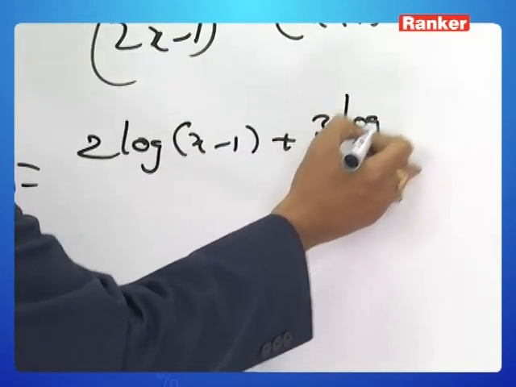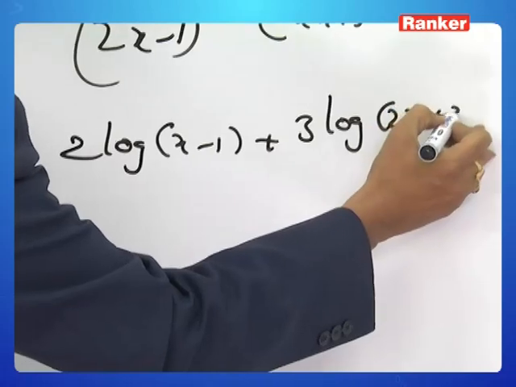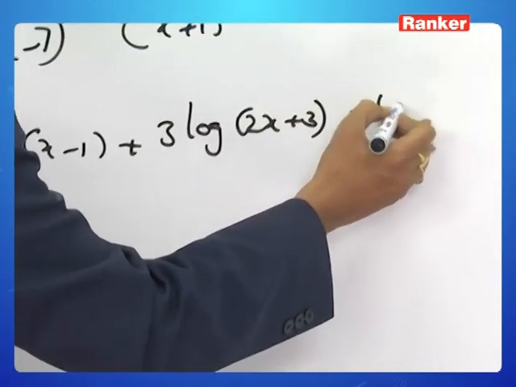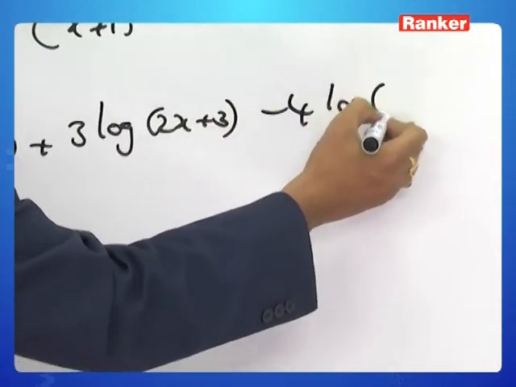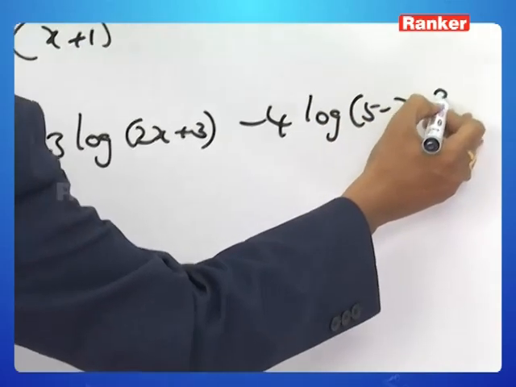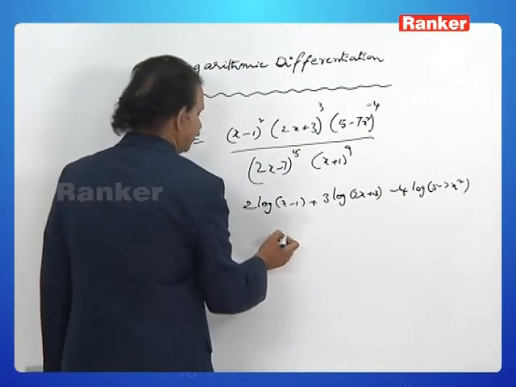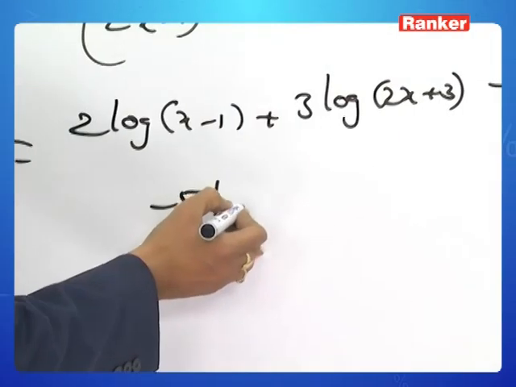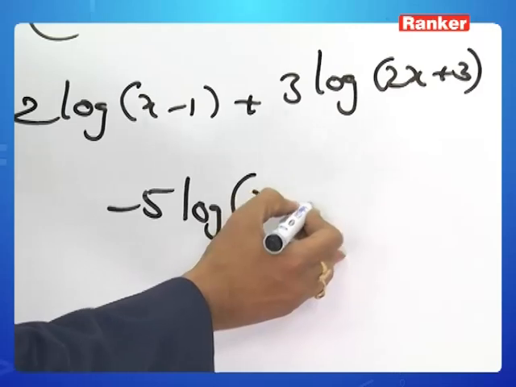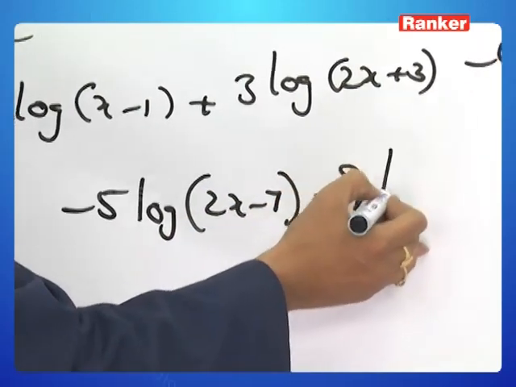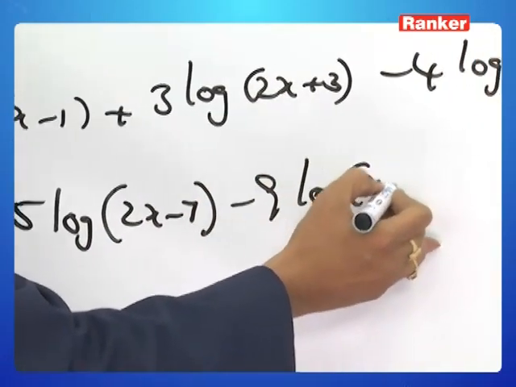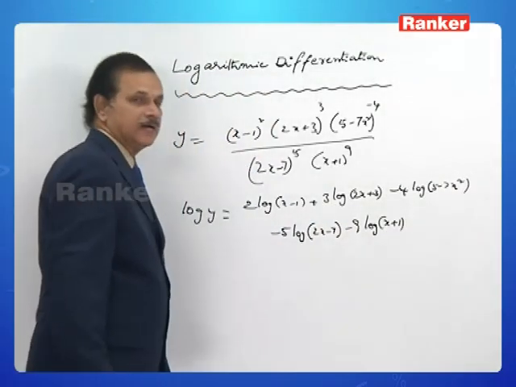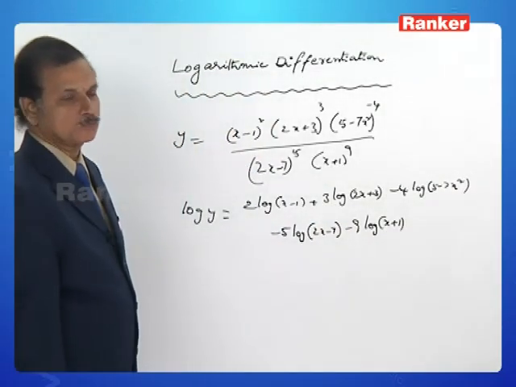plus 3 log (2x plus 3), minus 4 log (5 minus 7x square), plus 5, no, minus, as it is in the denominator, minus 5 log (2x minus 7), minus 9 log (x plus 1).